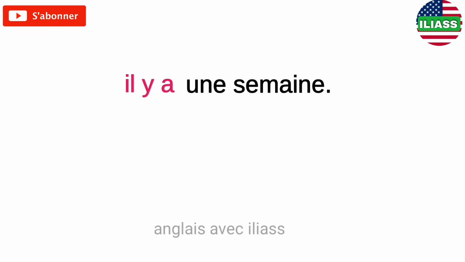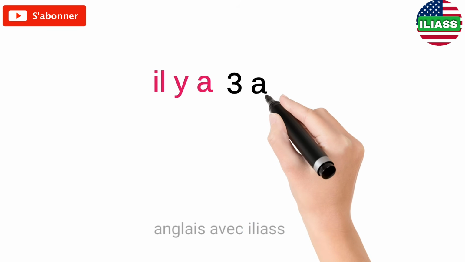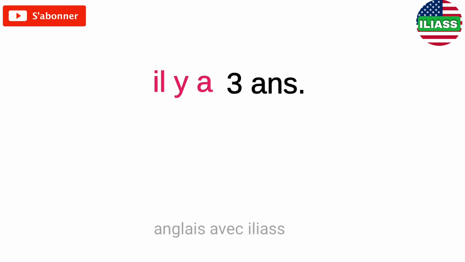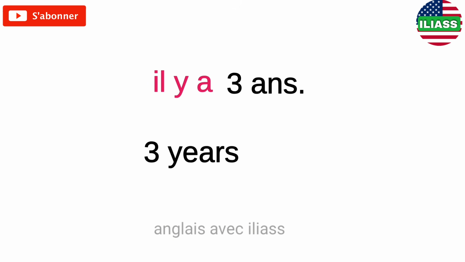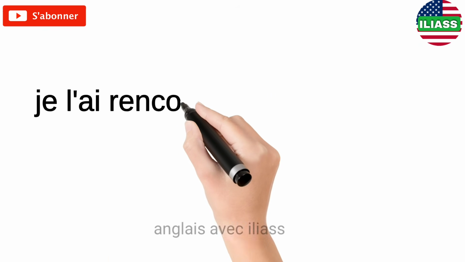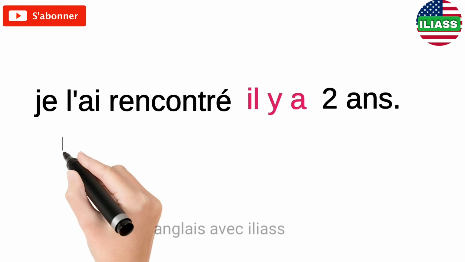Par exemple, pour dire il y a 1 semaine. A week ago. Il y a 1 semaine. Il y a 3 ans. 3 years ago. Là, on parle du passé. Par exemple, pour dire je l'ai rencontré il y a 2 ans.